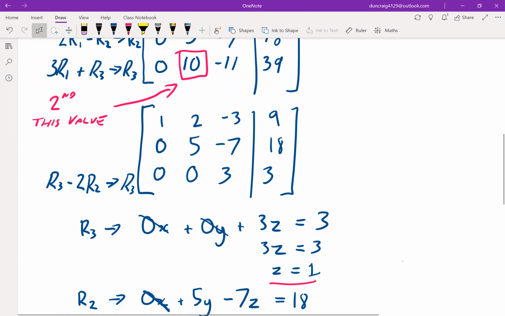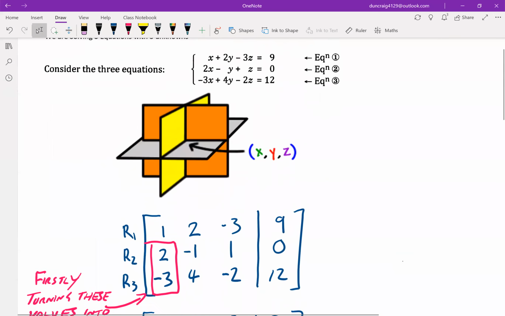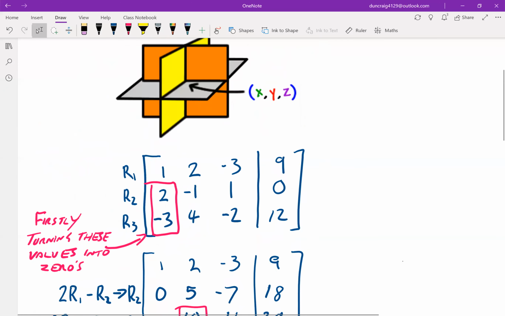In the next video I'm going to show you, we're going to look at what happens if there's no solutions or potentially infinite solutions, and we're going to go through those scenarios there.